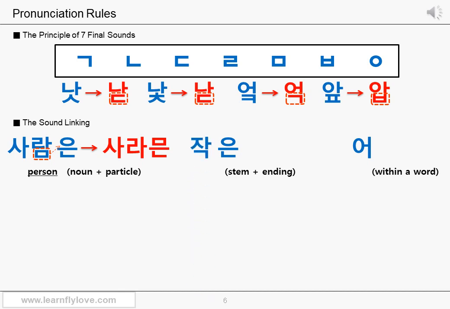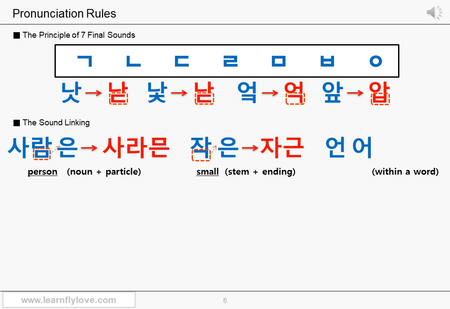작은. 작 is the stem of the adjective 작다, which means small. And 은 is the ending of the modifier form, which turns an adjective into an adjective modifier. When you read this word, you don't read it 작은. You should read it 작은, 작은. It sounds more natural and smoother. Let's see the next word.